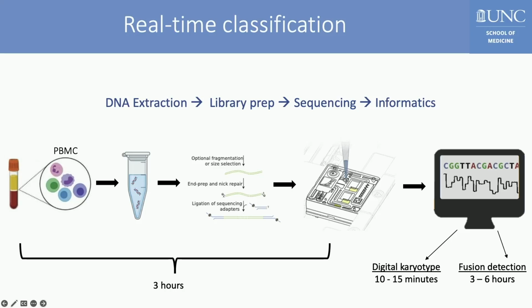Detecting fusions took a little bit longer. We could typically detect a fusion in between 3 and 6 hours from the start of sequencing. So in total, the pipeline from getting the sample to classifying the sample took anywhere from 6 to 9 hours.